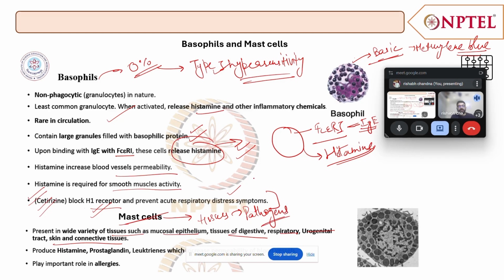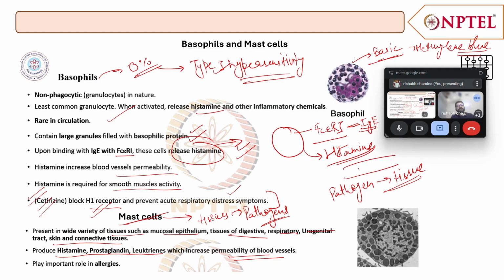Okay, they produce histamine, prostaglandin, leukotrienes that increase the permeability of the blood vessels. Why do we need to increase the permeability of blood vessels? So that whenever there is any pathogen or any foreign substance in the tissue, all the immune cells that are flowing in the blood can directly enter the tissue if the permeability of the blood vessels is increased. Okay, they have an important role in allergies.